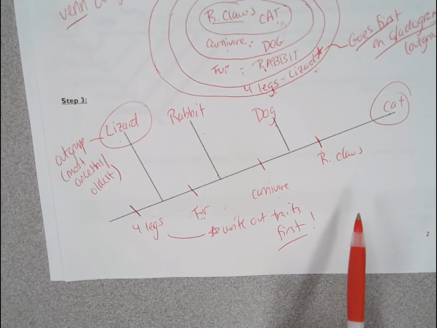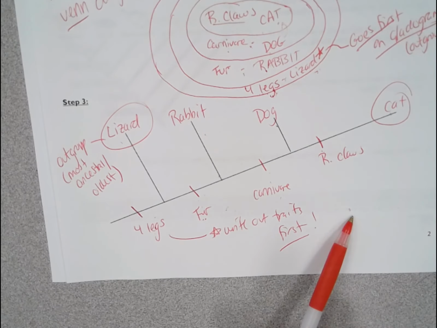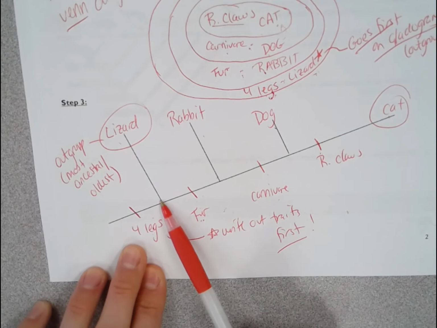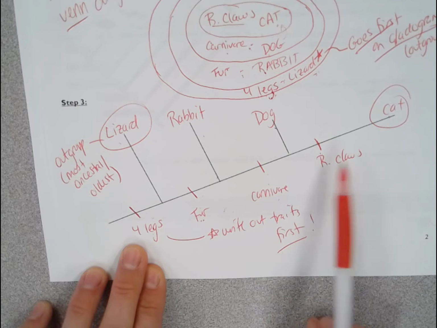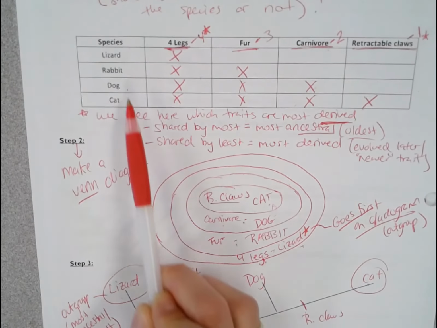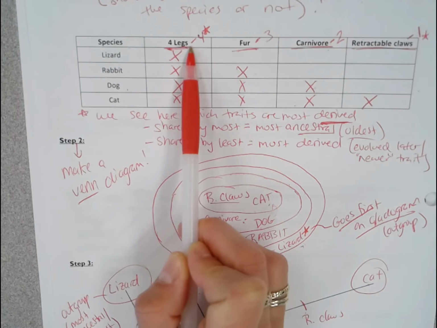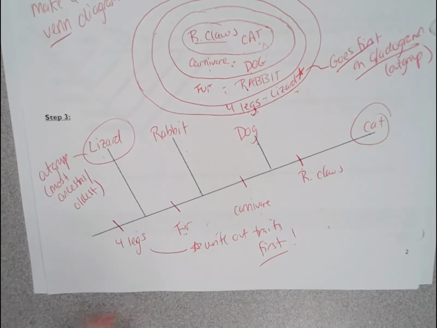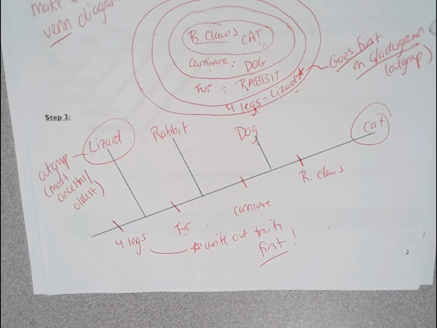Okay? Do you guys have any questions about how we put this together? You can always go back and make sure that you check, right? Okay, 4 legs should be possessed by the lizard, the rabbit, the dog, and the cat. Okay, I'm going to go back and see, the 4 legs is possessed by all of them. That makes sense. Okay? You guys are going to do the next problem kind of by yourself, but we're going to do this in steps.